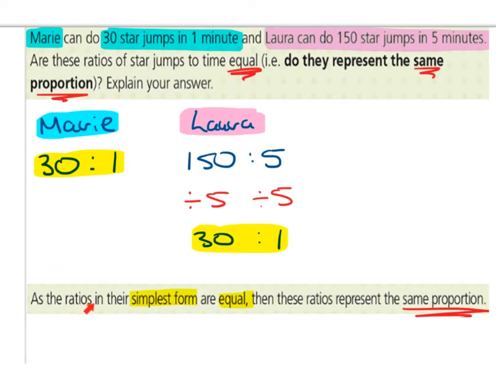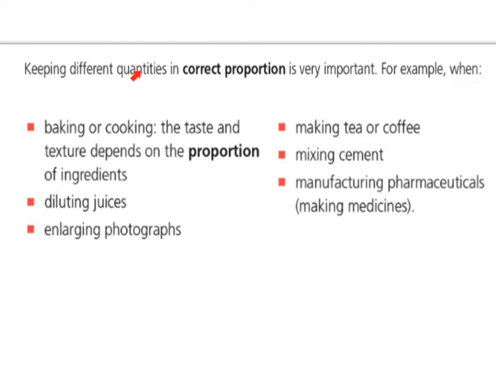So as the ratios in their simplest form are equal, then these ratios represent the same proportion. Keeping different quantities in correct proportion is very important. For example, when baking or cooking, the taste and texture depends on the proportion of ingredients. Diluting juices, enlarging photographs, making tea or coffee, mixing cement, manufacturing pharmaceuticals, making medicines.